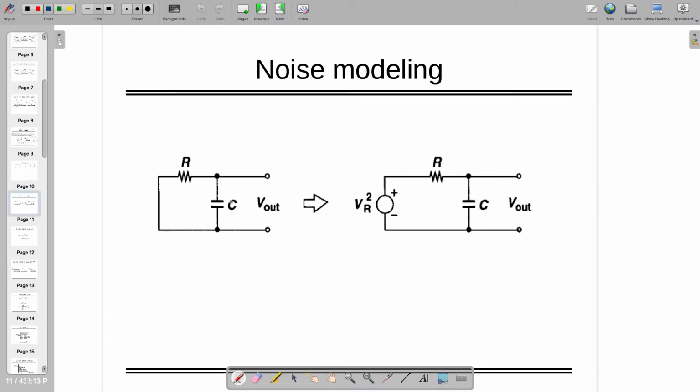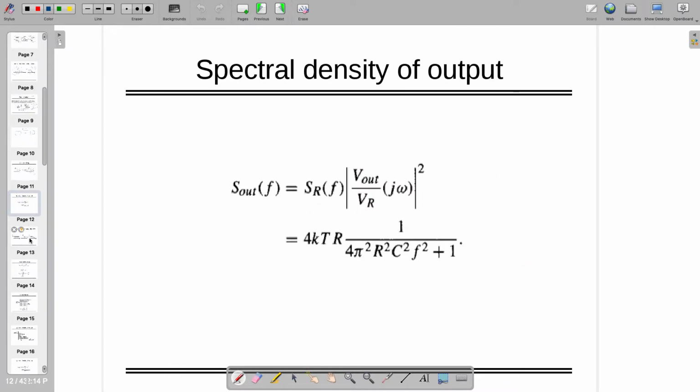So you might have such a circuit where there is a resistance and capacitance, and you might have VR square. You can see that even though there is no input, there is a VR square, which is actually the noise signal which you are giving as an input. Then what is going to happen? This circuit is a low pass filter, which is already known to you. What is the transfer function? 1 by 1 plus RCS, right? So if you take the square of this multiplied by SR of f, which is actually the 4 kTr, that is going to give you S out of f, right?